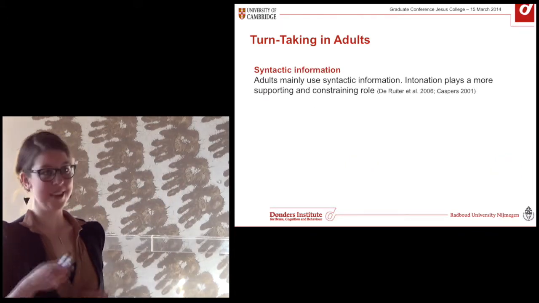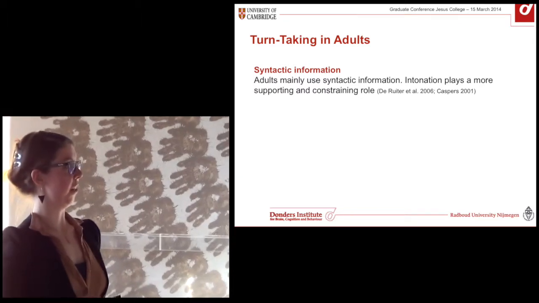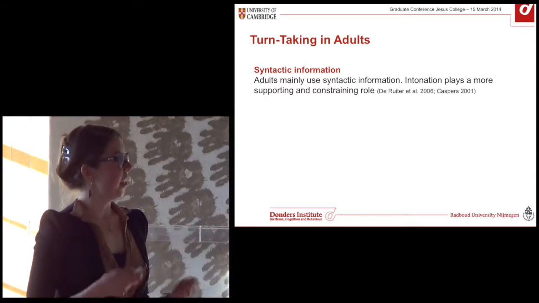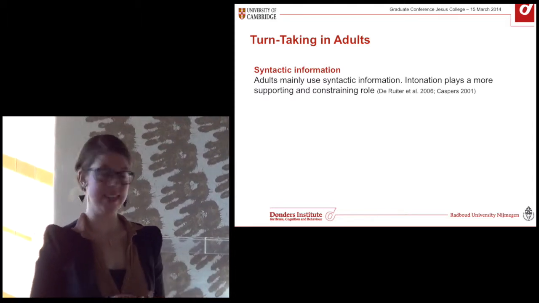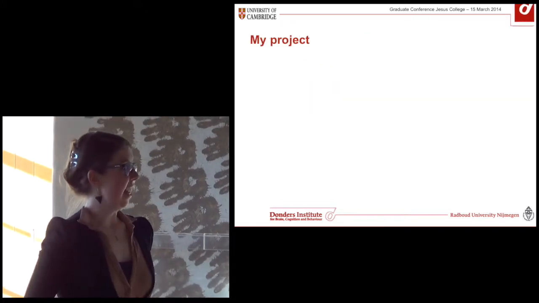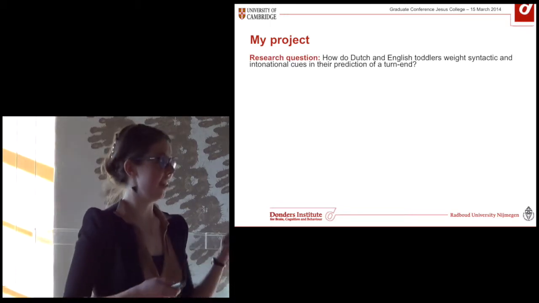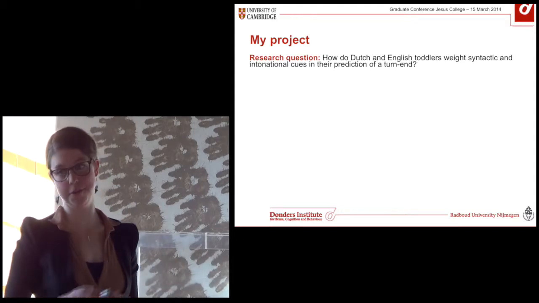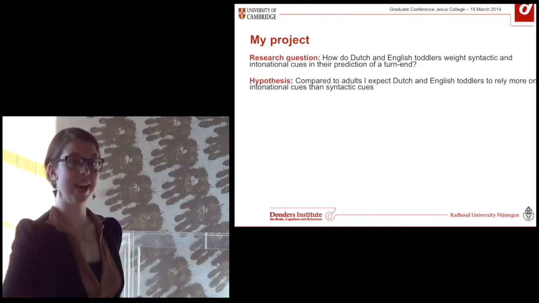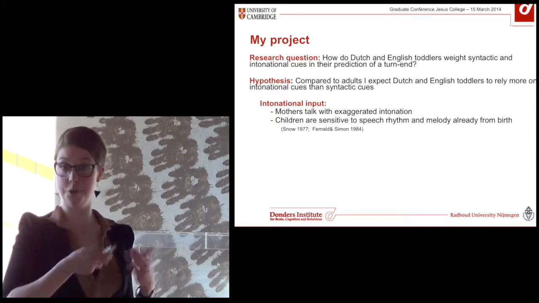And what is known about these cues in adult research? We know that adults mainly use the syntactic cues to predict an upcoming turn, so we really control whether the sentence is complete or not, and we use intonation more in a supporting and facilitating role. So intonation is not the most important cue, that is syntax. And that makes me wonder, how do children understand conversations? So my research question is, how do English toddlers weight syntactic and intonational cues to predict an upcoming turn end? And I predict that compared to adults, children will rely more on intonation because of their intonational input and because of their sensitivity to intonation.